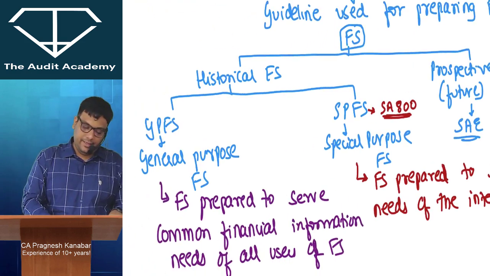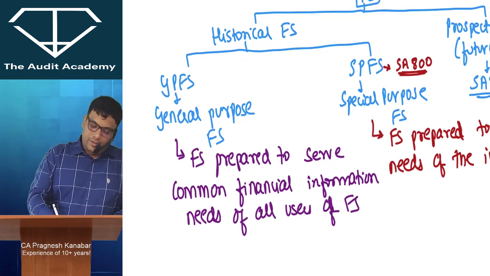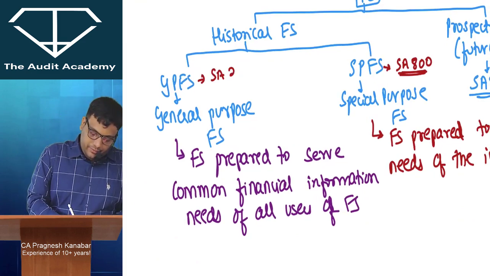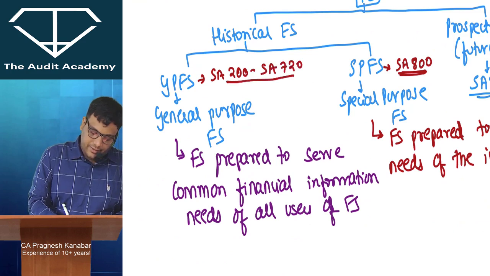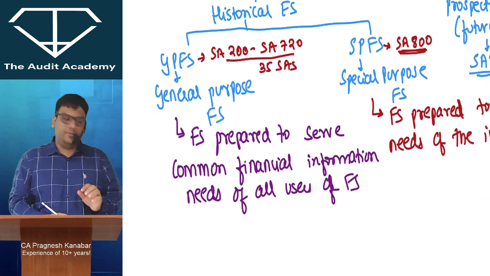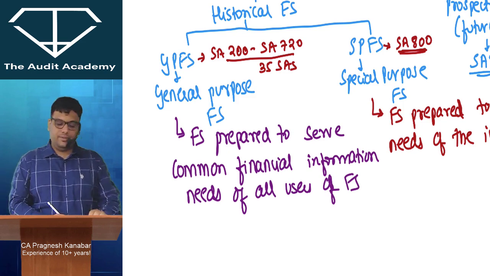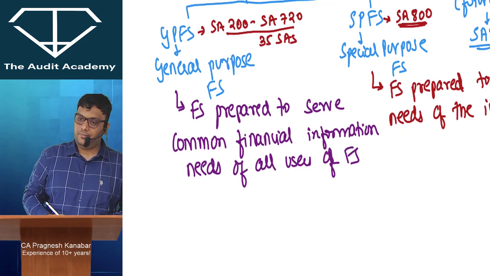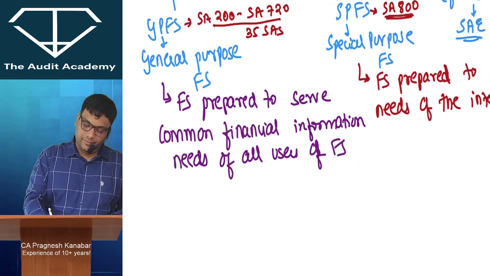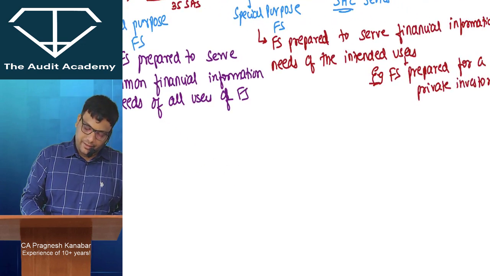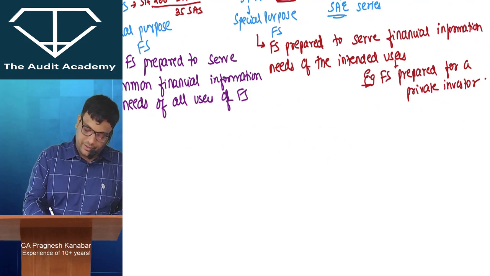Now everyone over here, your SA 200 to SA 720, the 35 standards, they deal with audit of general purpose financial statements. Audit of general purpose financial statements. Okay. Now I'm going to expand this discussion of general purpose financial statements.